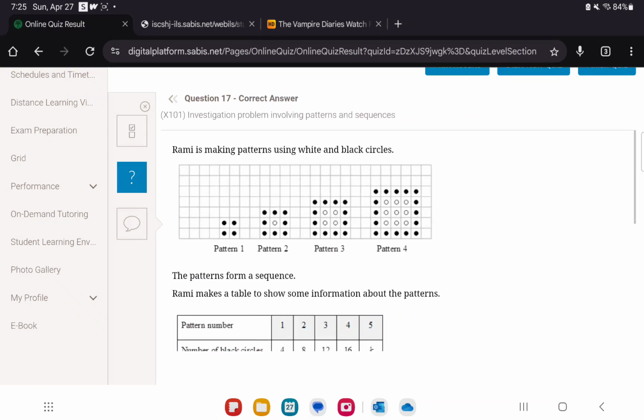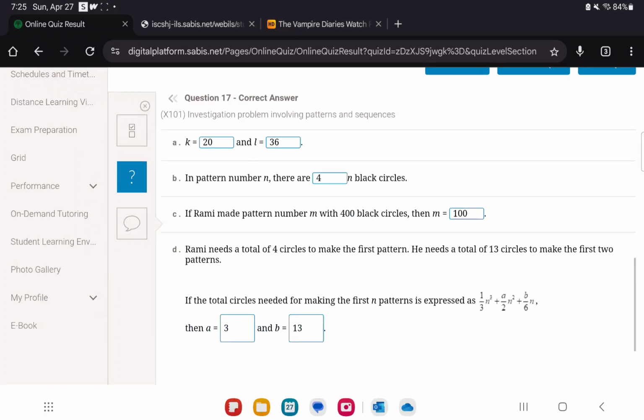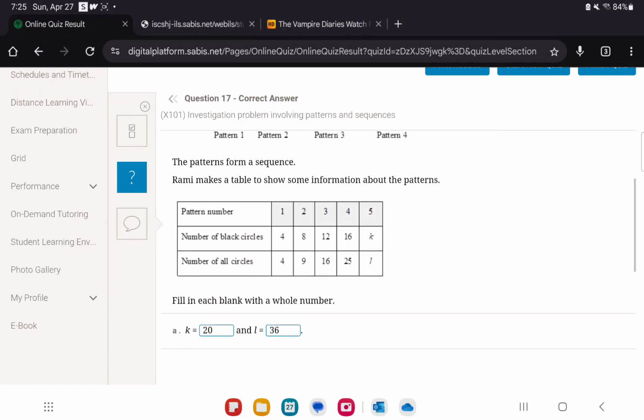Okay, this is not as simple. This is the question I actually hate in this quiz. The first parts are easy, it's the last part. So first, in part A, we need to find K and we need to find L.